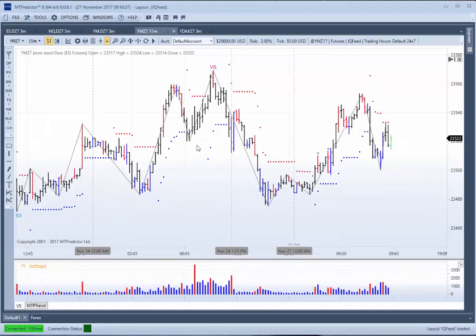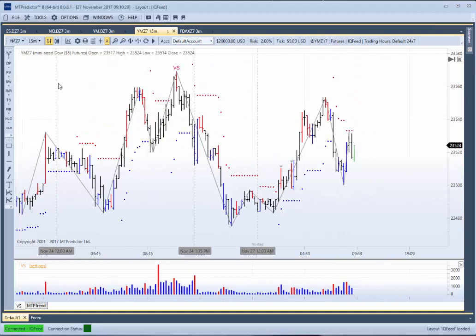Right, let's have a look at a 24-hour chart of the YM, and just show you a setup that we had a day or so ago. Then I'll go to the ES and have a look at a setup that's currently in the process of unfolding.